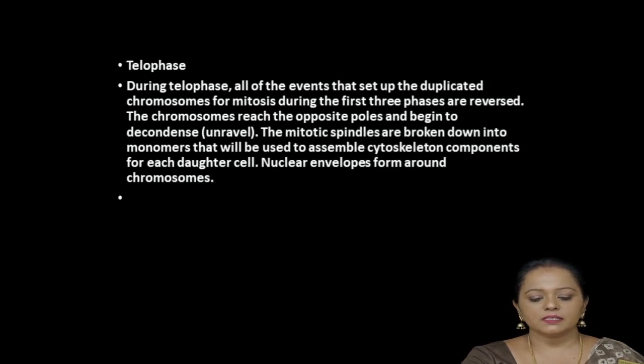The final phase is the telophase. All the events that set up the duplicated chromosomes for mitosis during the first three phases are reversed. That is, the chromosomes reach the opposite poles and begin to decondense, coming back to the original state, and the mitotic spindle is broken down. It disappears and is converted into actin filaments, the cytoskeleton filaments of each cell. The nuclear envelope forms around, and all the vacuoles combine to form the respective organelles. This is the end of the mitotic phase.